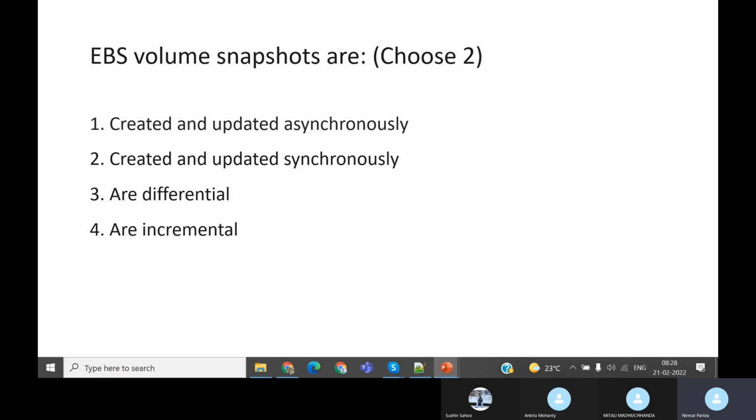EBS volume snapshots are, you have to choose two: created and updated asynchronously, created and updated synchronously, differential, incremental. We just now talked about incremental. Is it option 1 and 4? Yes, you are right. Option 1 and option 4, we just now discussed.